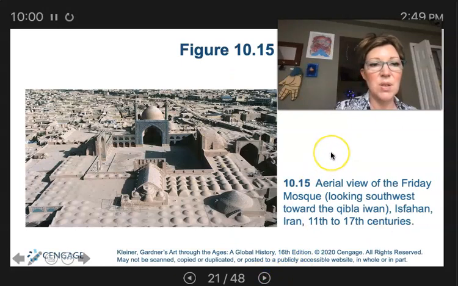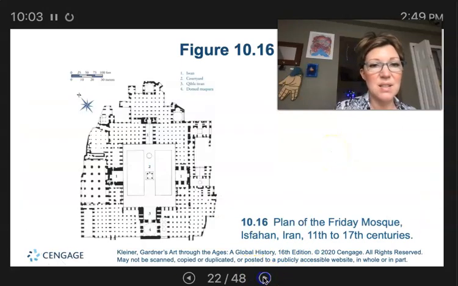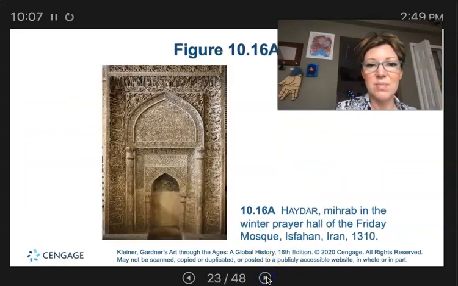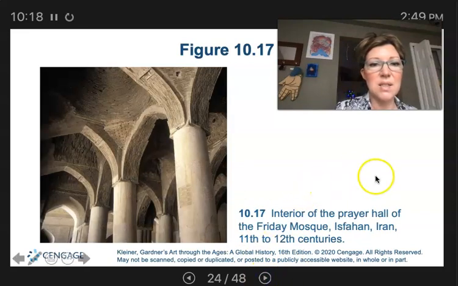So this is an aerial view of the Friday Mosque, and that's the plan for it. And there's another mihrab. So wow, just gorgeous. So that's where everyone would face to pray. And this is the interior of the Friday Mosque.